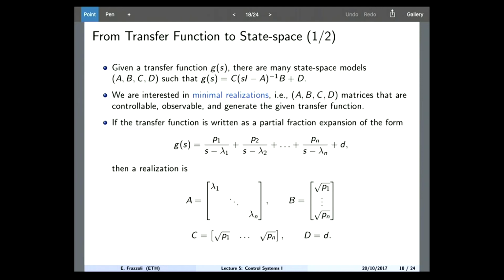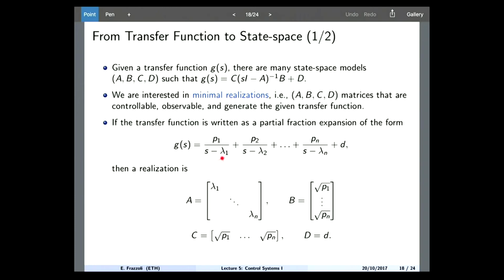And so we want to construct what are called these minimal realizations. How can you do it? Well, let's do what we did before, but in reverse. If the transfer function is written as a partial fraction expansion, something like it's just a sum of all these terms, what do you think the realization will be?